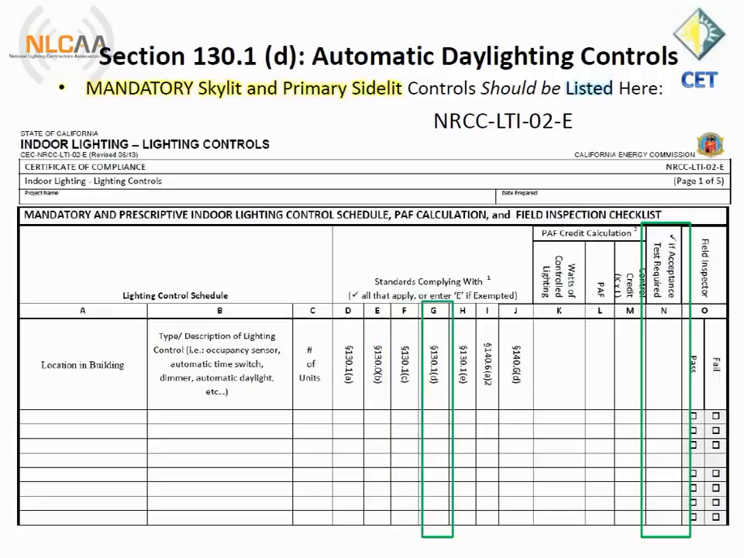Here is where a mandatory automatic daylighting control from 130.1 Delta would be checked off if controlling lighting in a daylit zone created by a skylight, which is a skylit zone, or if controlling lighting in a daylit zone directly adjacent to a window, which is a primary side-lit daylit zone. Acceptance testing is always required for those two types of daylighting controls if they are otherwise mandatory under the code.